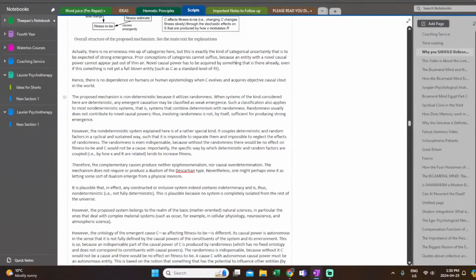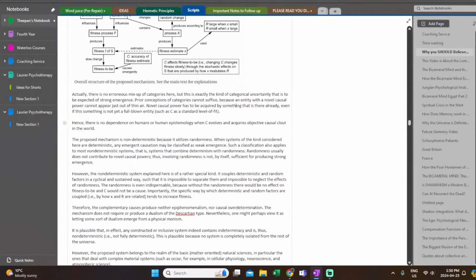The proposed mechanism is non-deterministic because it utilizes randomness. When systems of the kind considered here are deterministic, any emergent causation may be classified as weak emergence. Simple enough, right? You use the deterministic laws that you have, and you can show that if something brand new can be made from those laws, it's weakly emergent.